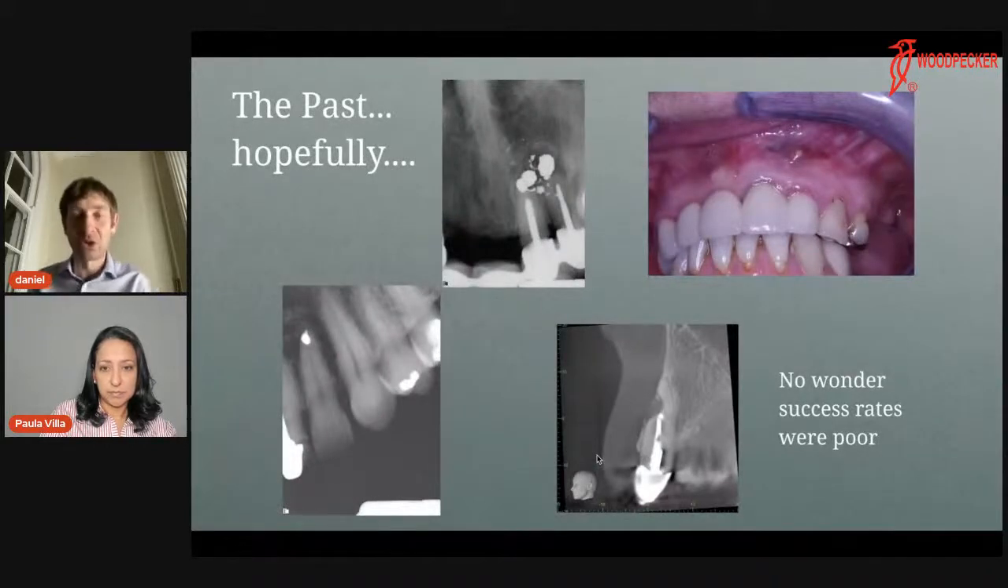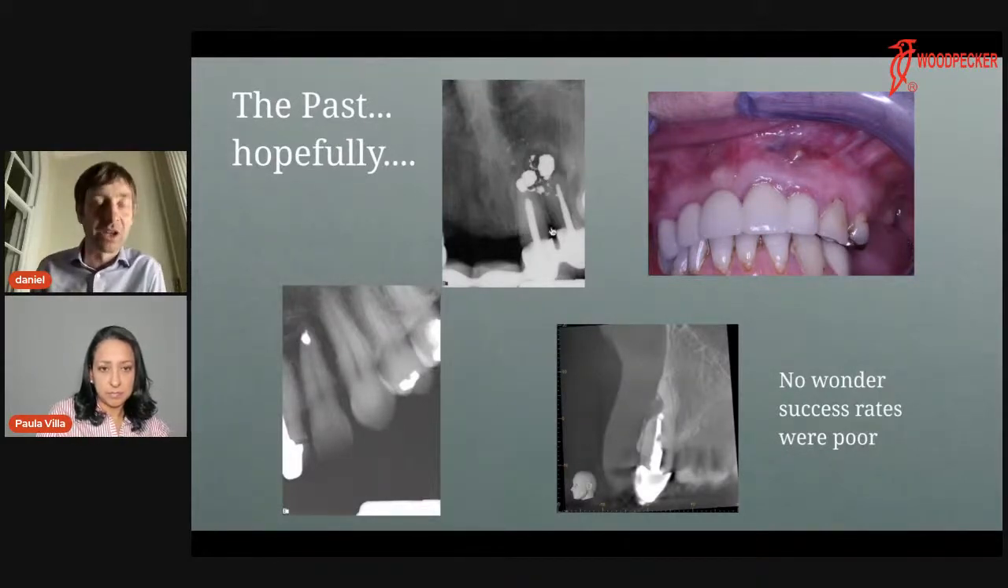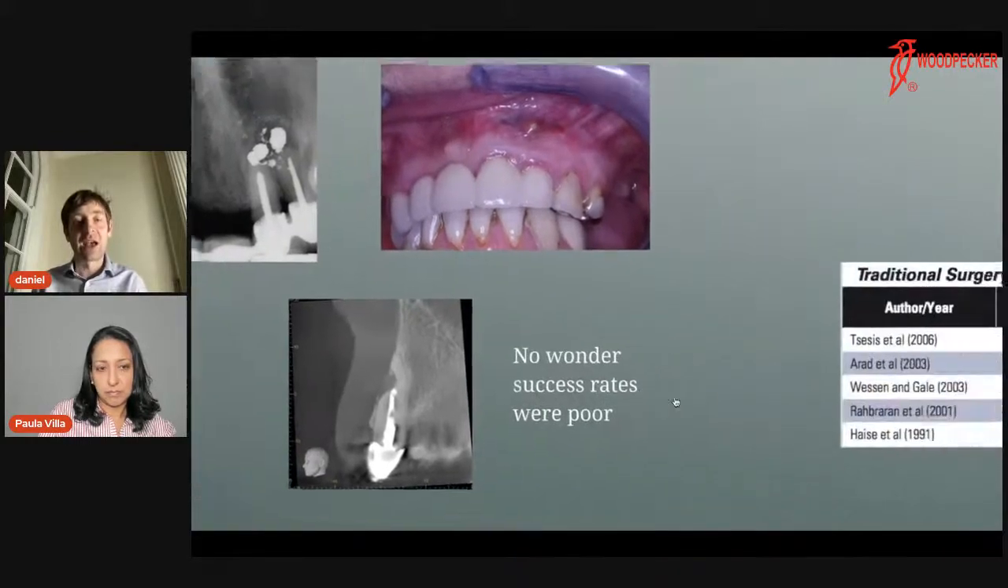Paula's going to really talk about this in her part, but this is the past, hopefully, where there's been very poor selection, coronal leakage, poorly placed retrograde fillings, retrograde fillings placed on teeth that didn't have any conventional endo. We have examples of where there's poor root resection. So no wonder that the perception of dentists is that apical surgery has a poor success rate.